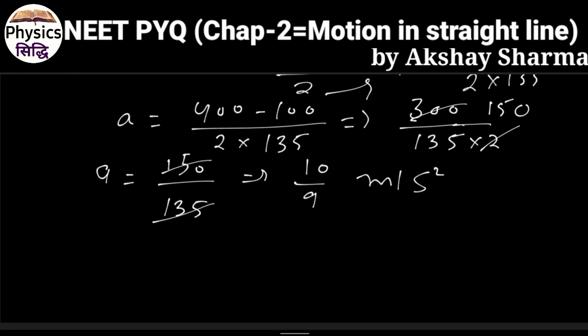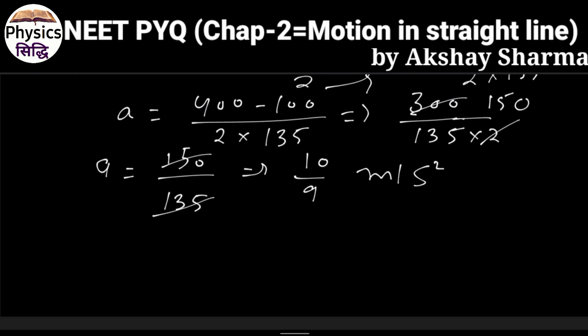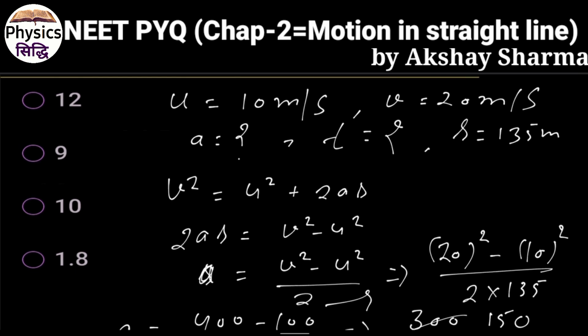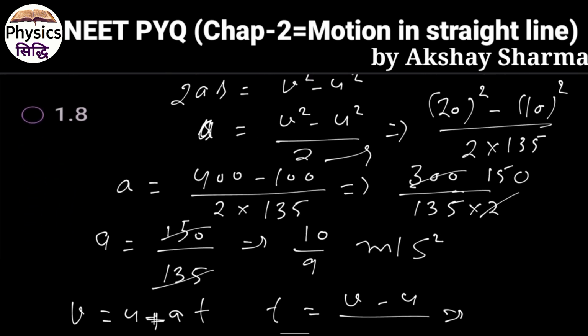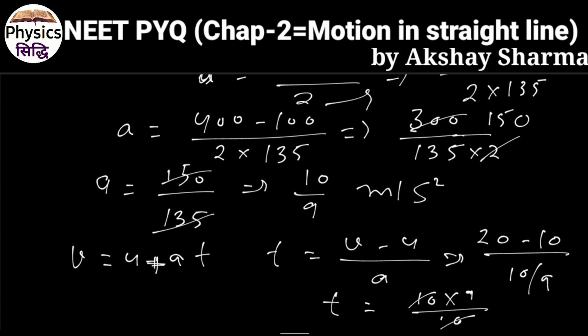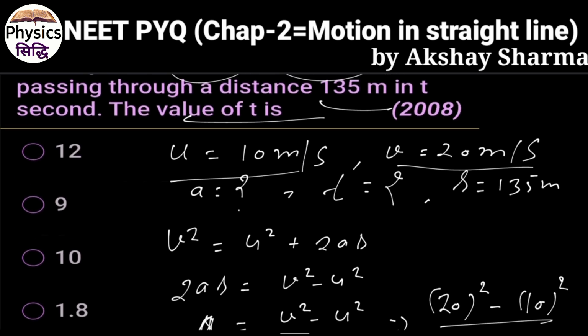In our question it is not necessary to count a, actually it is necessary to count time. So now v is equal to u plus at. All the values are available, so t becomes v minus u upon a. v is 20 minus u is 10, upon 10 by 9. So t becomes 10 into 9 upon 10. 10 and 10 cancel out, and it becomes 9 seconds. So 9 second is the value of time.